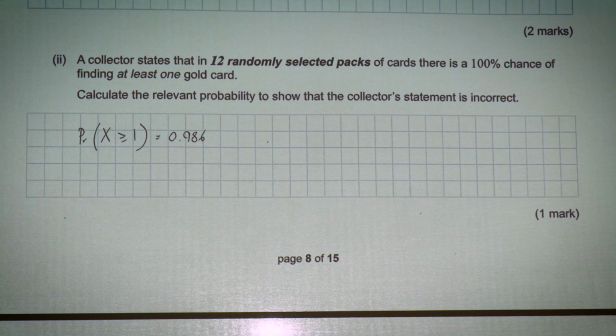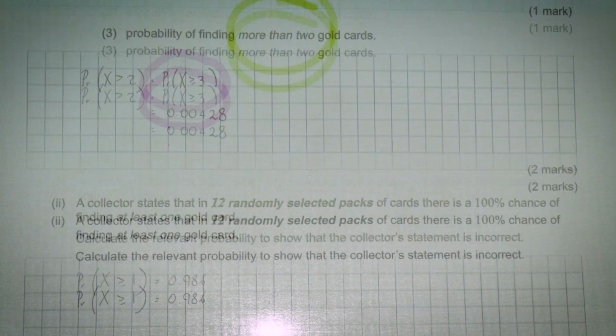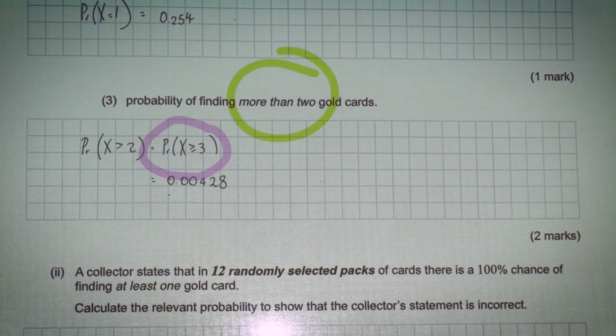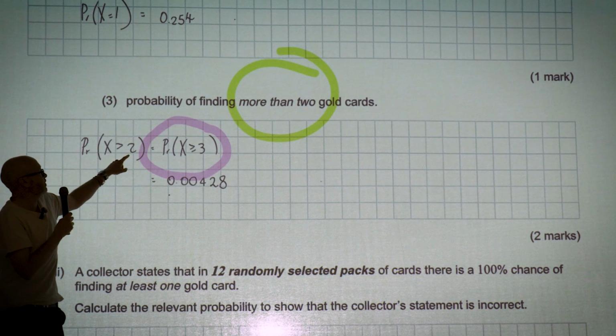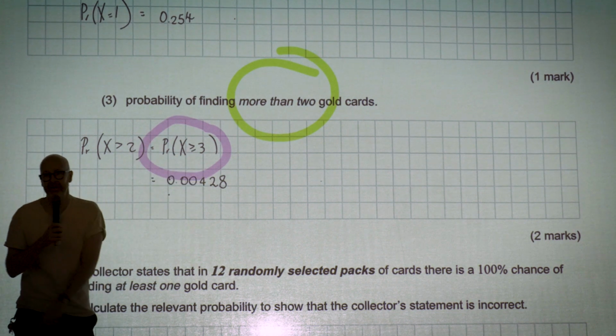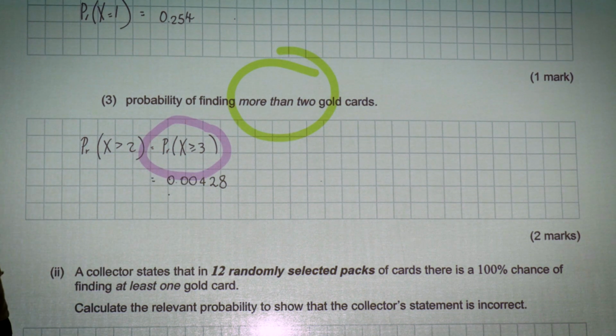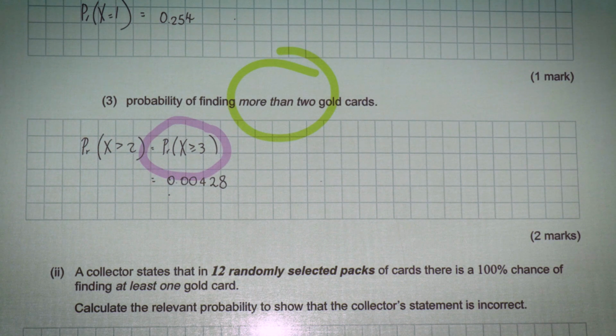Why is this one 2 marks, but the other one's not? This one is because they do have to do that translation. So we've got more than 2, and so we're changing to 3, a change in the probability, and then the calculation. Effectively, it's 1 mark for recognizing that 3 is the lowest included value, and then 1 for the answer. With the second one, it's already at least 1, so there's no changeover of the number in that case.